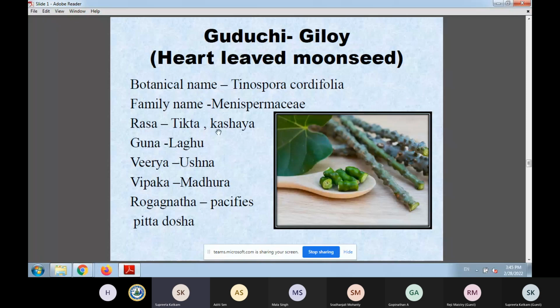Ma'am, how much are we supposed to use? If you put 1 inch in a glass of water, is 1 inch of stem enough, or more? You can take 3 inches at least.